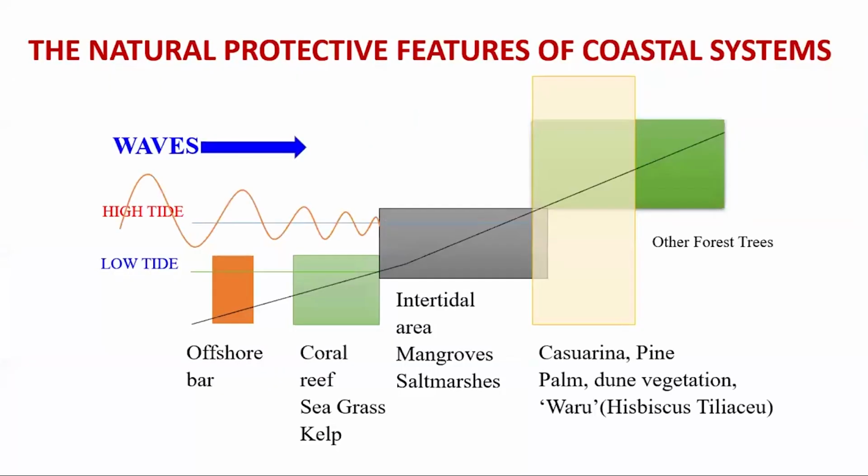So the natural protective features of a coastal system, some of these things may be hidden to us, because we stand along the coast, along the beach, so we may not see what is going on along the beach slope. So you do have an offshore bar, a small offshore bar, over which the waves move, and then you might have some coral reefs or seagrass, etc. And then you have the intertidal area.